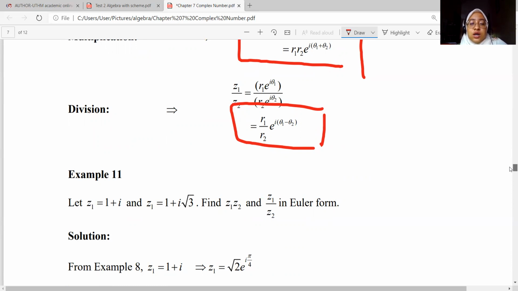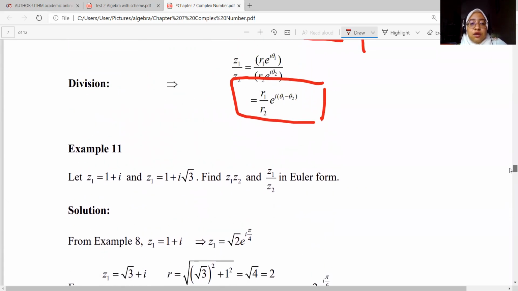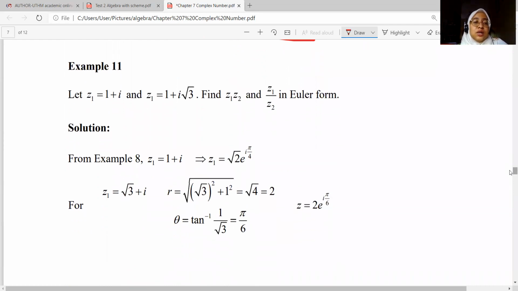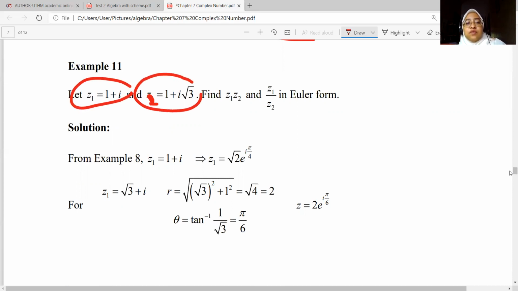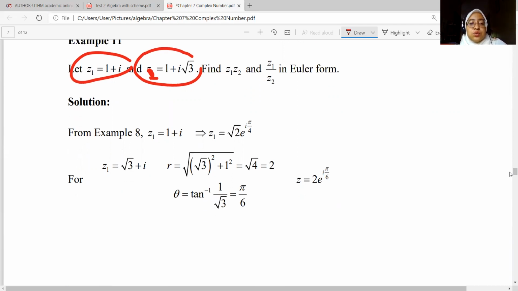Okay, so next we want to improve our understanding, so let's look at an example. Let's say we have z1 and z2. Z1 is 1 plus i and z2 is 1 plus i square root of 3. Find z1 times z2 and z1 over z2 in Euler form. So the first thing that we have to find is r and theta for both complex numbers. The first complex number is z1 equal to 1 plus i.